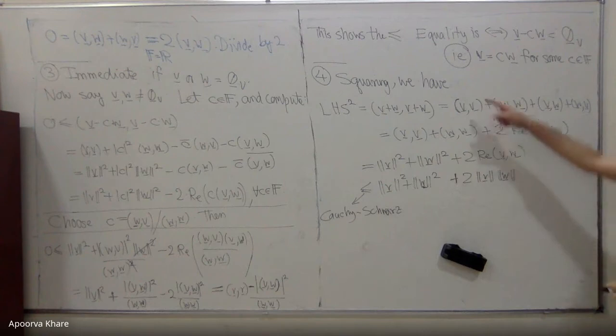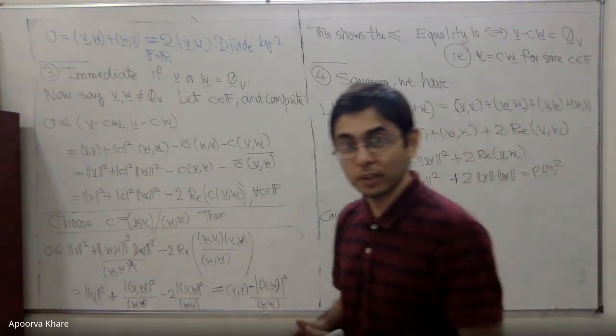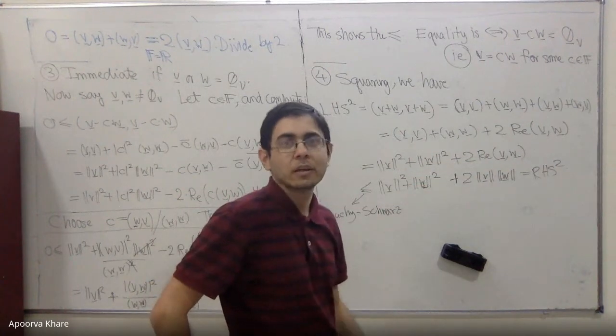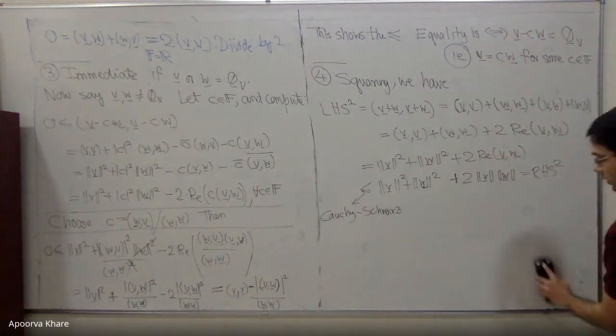And now what is this? This is exactly the right hand side squared. The right hand side was norm V plus norm W. So both sides, left hand side and right hand side, were non-negative real numbers. The square of the left hand side is equal to the square of the right hand side. And that again proves the inequality. When does the equality hold?